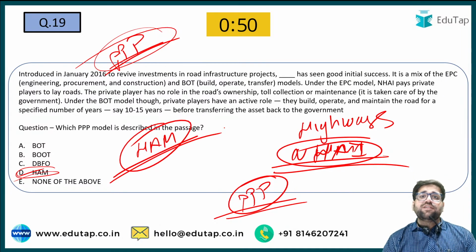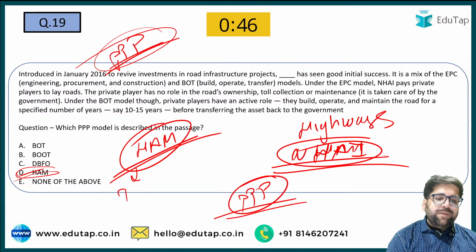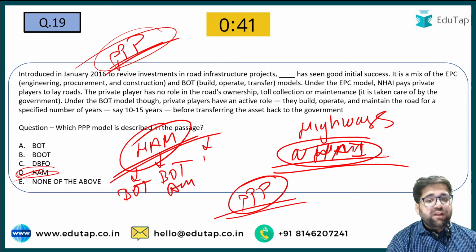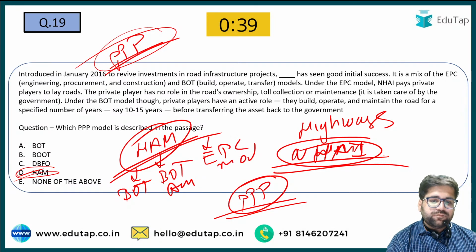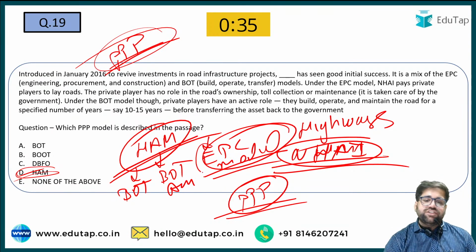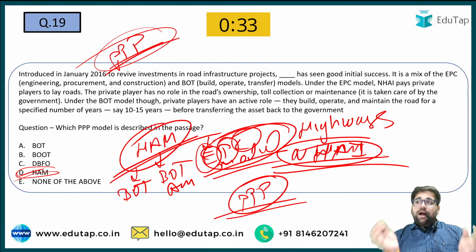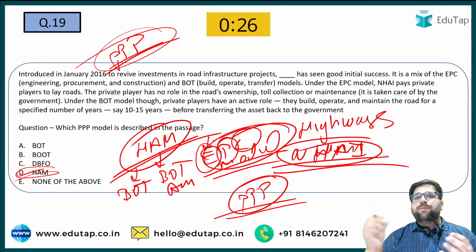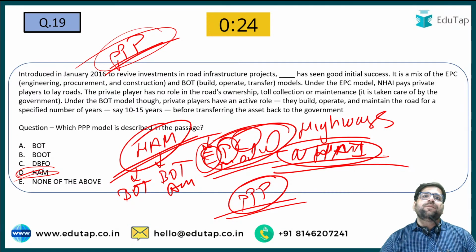Under this particular model, there is a combination of different models of PPP. We combine the BOT model, we also combine the BOT annuity model, and there is also one very important model, which is EPC. Under the EPC model, first let's discuss what EPC is. EPC stands for engineering, procurement and construction. Under this model, government invites the intelligence and knowledge of the private sector, and government gives the fund to them, and says that you have to implement this particular project with your knowledge. We will be funding you.